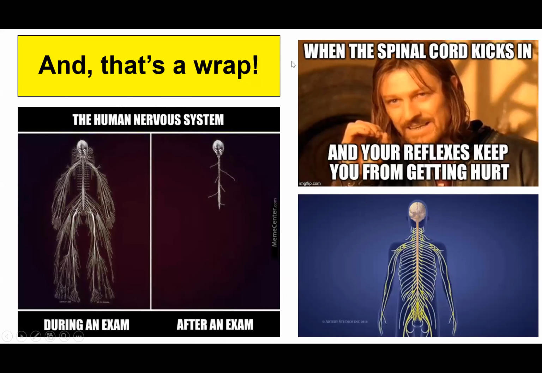And that's a wrap. So that is the entire unit on the spinal cord portion of the central nervous system. And I believe we will reconvene next week and start talking about the peripheral nervous system, which will build off of the information that we just learned in the central nervous system section.